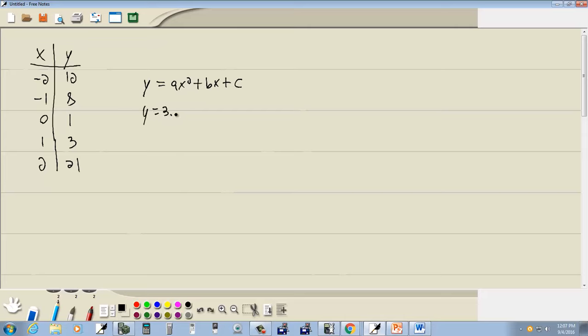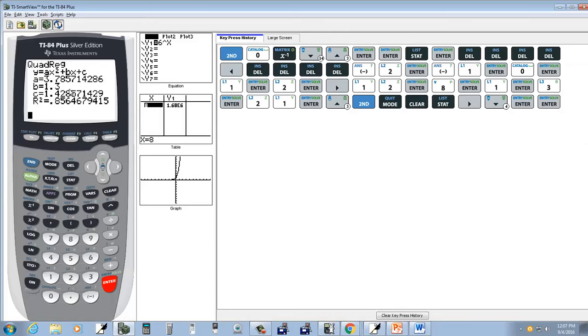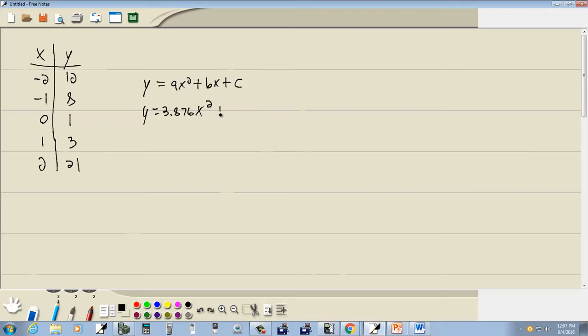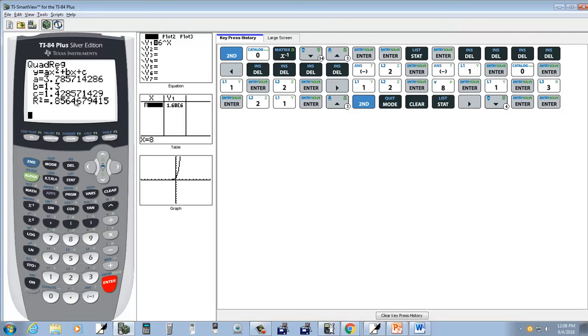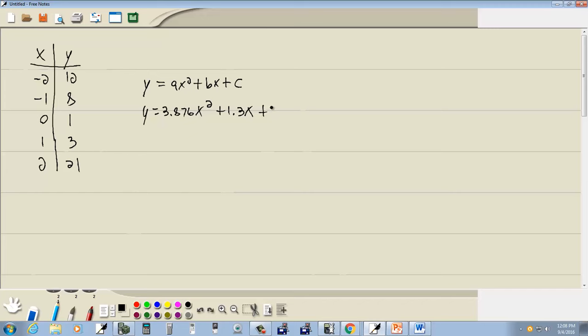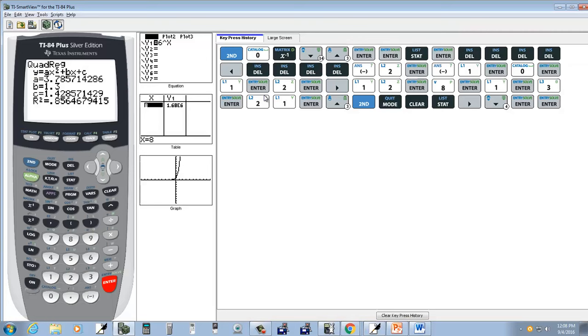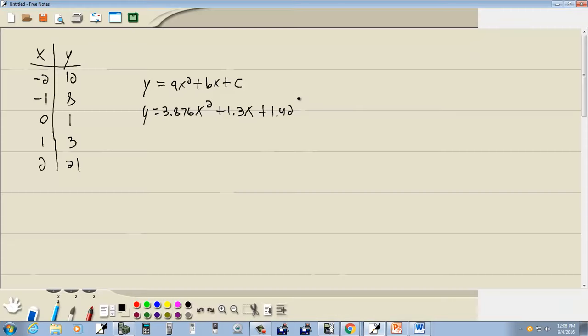So 3.876 x squared. Now b is 1.3. So I have plus 1.3x. And then c is 1.429. And that'd be our quadratic model.